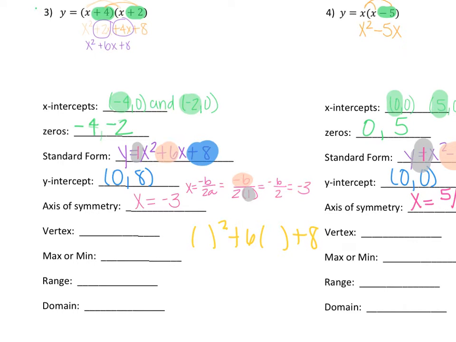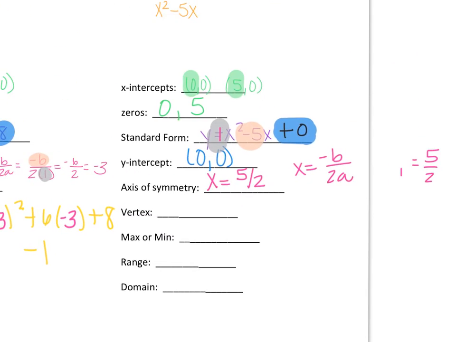And for problem 3, my standard form was x squared plus 6x plus 8. But instead of x, we are going to plug in -3 because that was my axis of symmetry. And if you type all of that in the calculator, you are going to get -1 as your answer. So my vertex would be the ordered pair -3, -1.